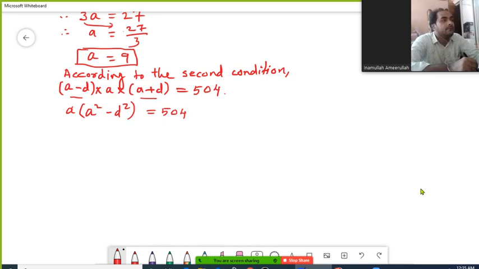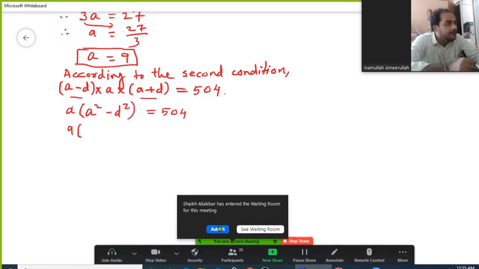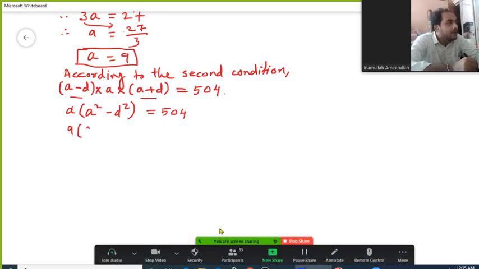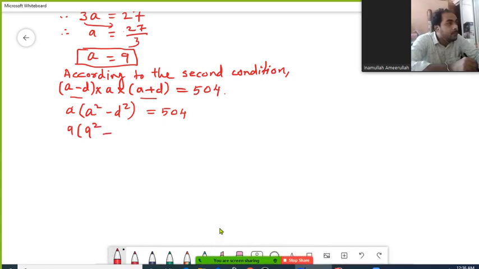Now we have the value of a, so we can substitute the value of a in this equation. So a is 9, so here I can take 9 into bracket 9 squared minus d squared. We don't have the value of d. Equals 504. So 9 on its place, 9 squared is 81 minus d squared equals 504.